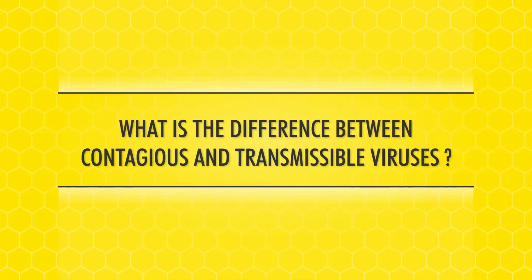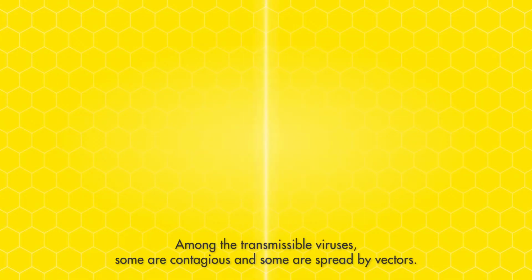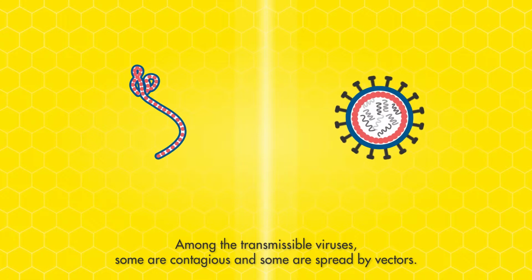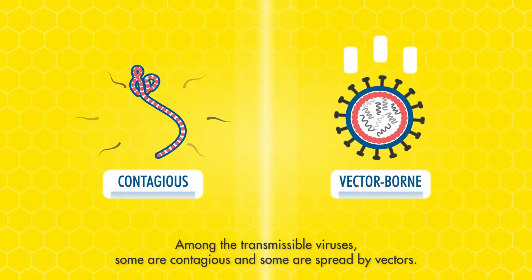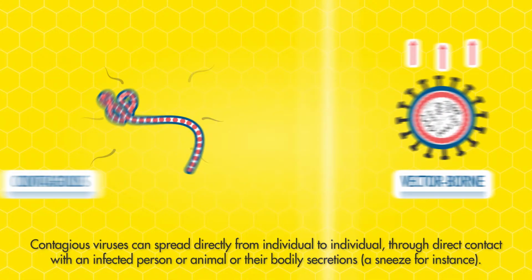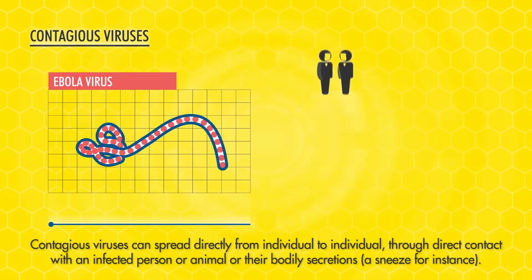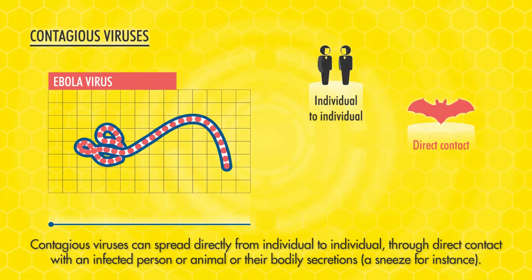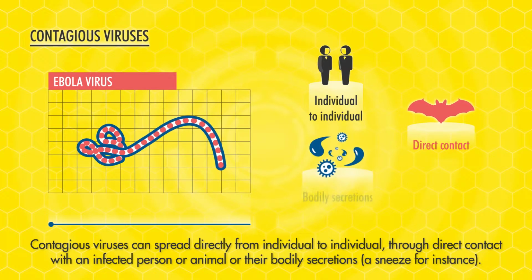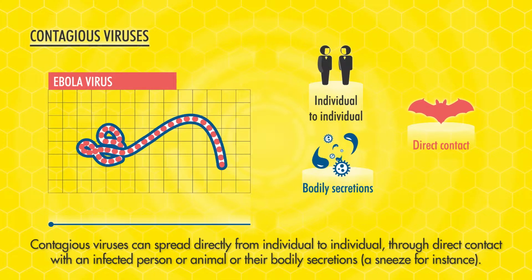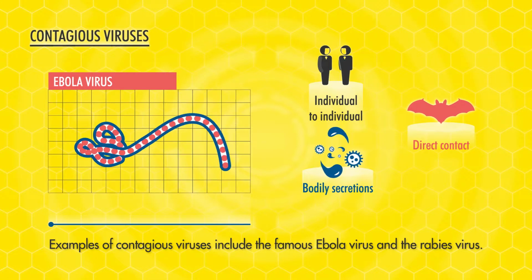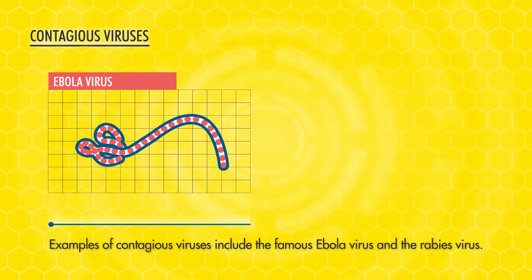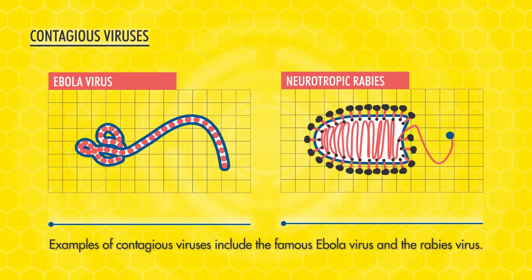What is the difference between contagious and transmissible viruses? Among the transmissible viruses, some are contagious and some are spread by vectors. Contagious viruses can spread directly from individual to individual through direct contact with an infected person or animal or their bodily secretions, a sneeze for instance. Examples of contagious viruses include the famous Ebola virus and the rabies virus.